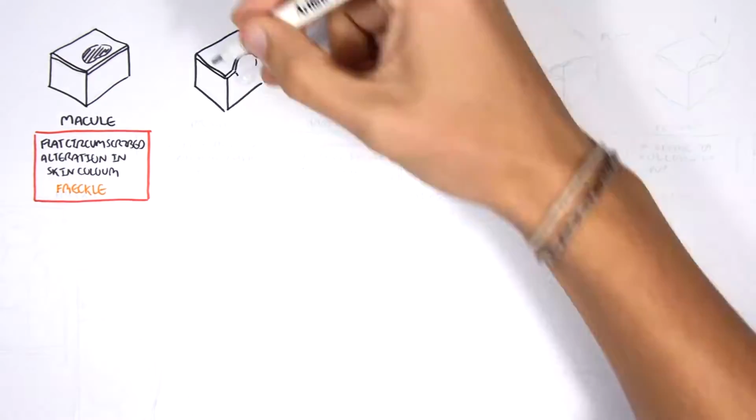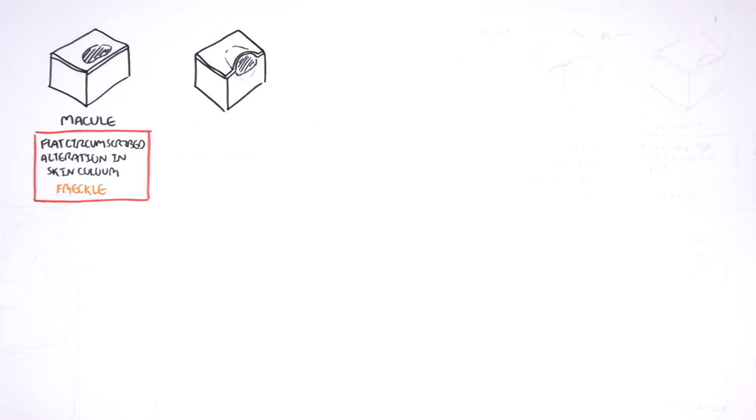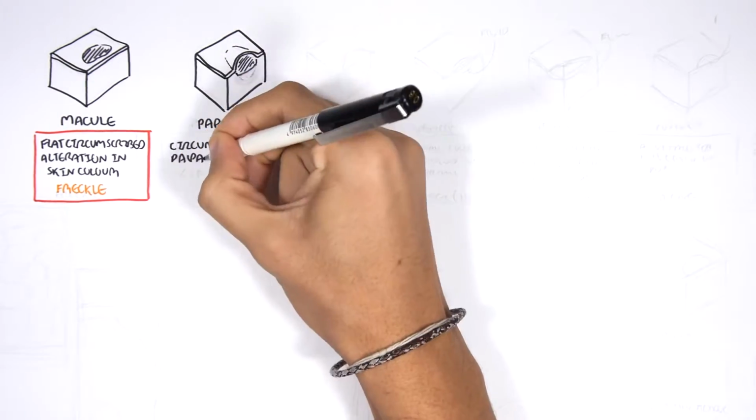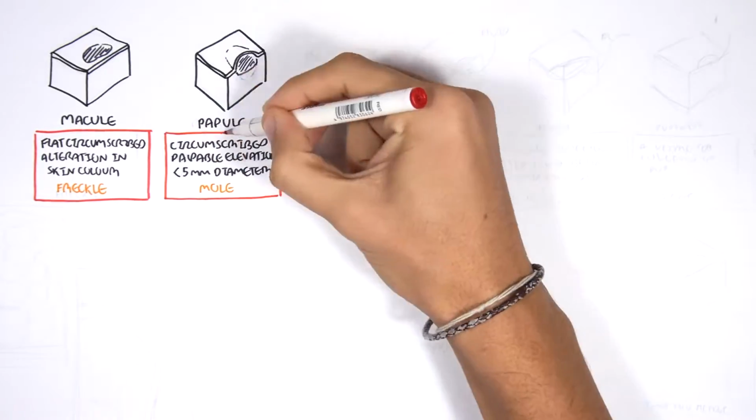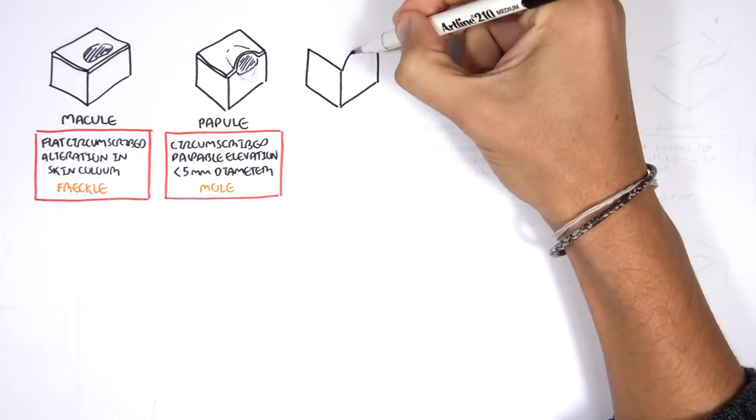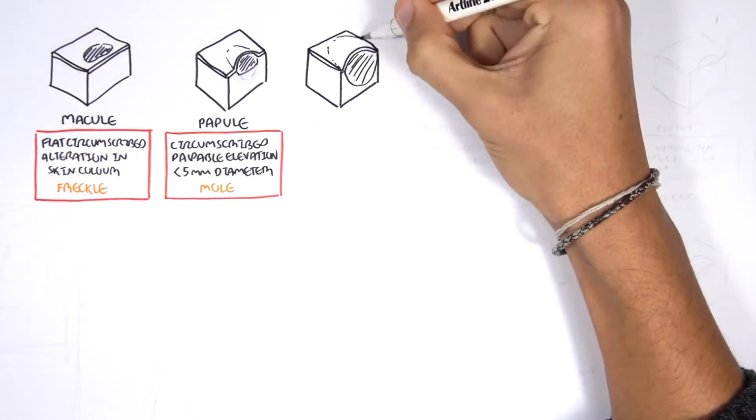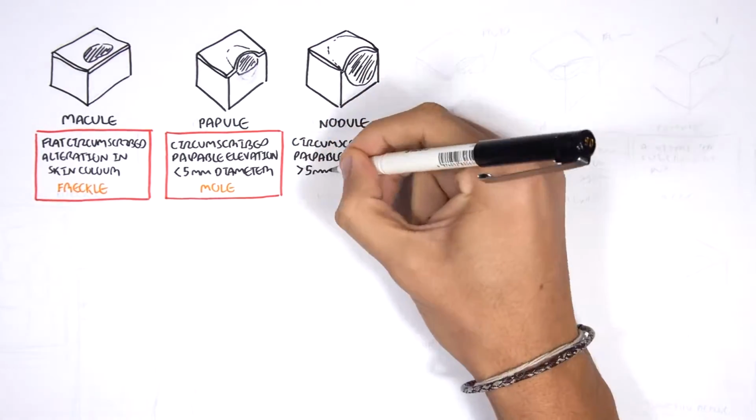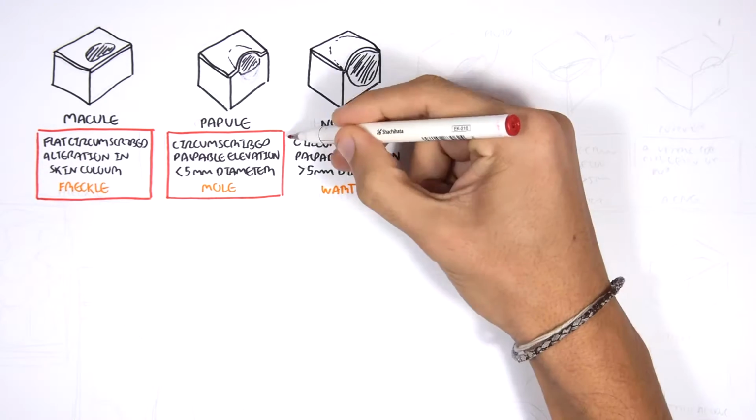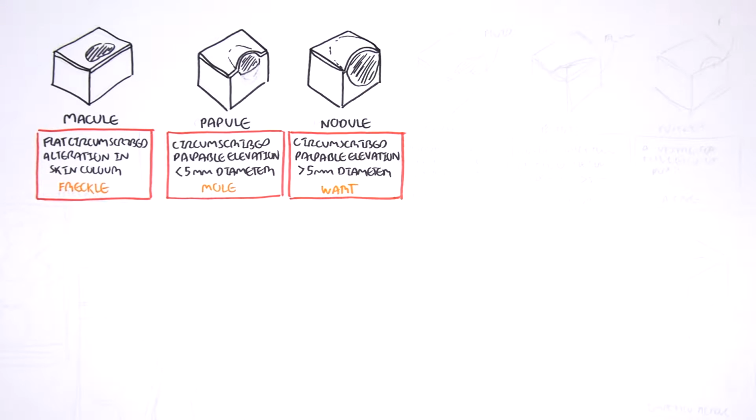A papule is a circumscribed, palpable elevation, less than 5 millimeters in diameter. An example of this is a mole. The one up from a papule is known as a nodule. A nodule is a circumscribed, palpable elevation greater than 5 millimeters in diameter. An example of a nodule is a wart.